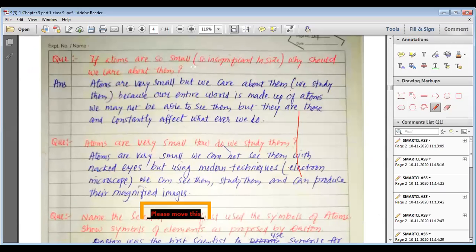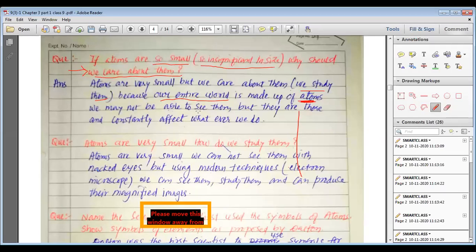So if atoms are so small, so insignificant in size, why should we care about them? This is an important point, my dear students. If these atoms are very small, why should we study about them? Why should we care about these atoms? The answer is quite simple. Let us try to understand it. Atoms are very small, but we care about them. We study them because our entire world is made up of atoms. Please remember that the entire world, the entire universe is made up of atoms.